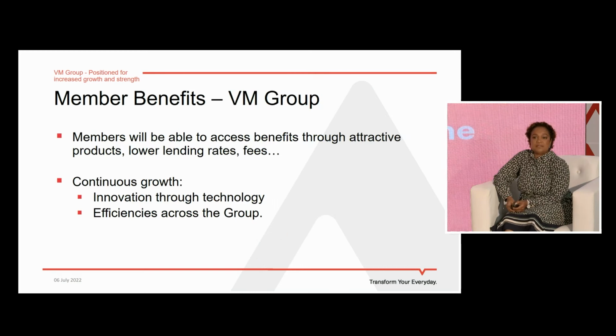So members will be able to access the benefits and products across the group, and will continue to experience our innovation through our technology, where you can have your online services and access the services through online-based platforms. And we will be ensuring that the group offers greater efficiencies in delivering these services and products to you.